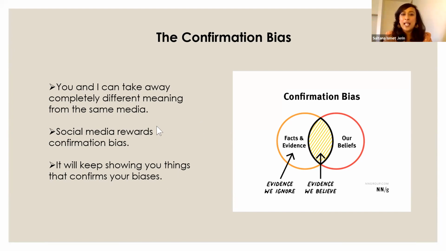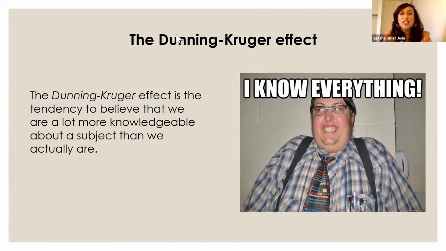Now, moving to the next slide. This is called the Dunning-Kruger effect. It's another bias that makes you feel that you know everything. It's the tendency to believe that we are a lot more knowledgeable about a subject than we actually are. And when we acknowledge that there are many things we don't know, that's when you make an open mind and you start to look at things from a more neutral point of view. Moving to the next slide.